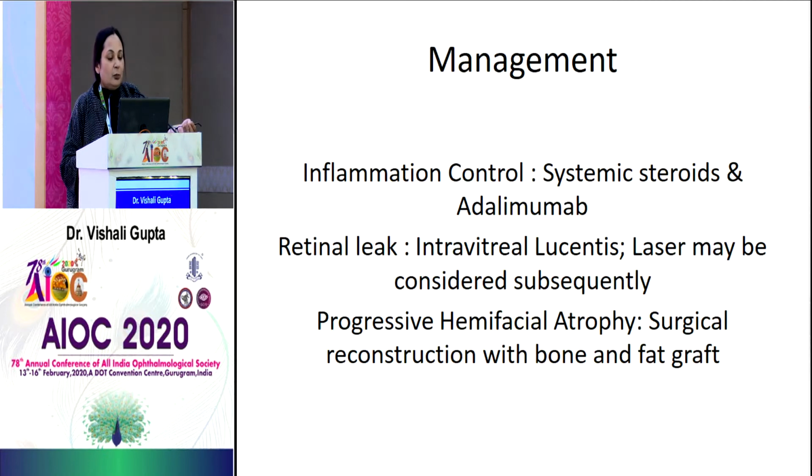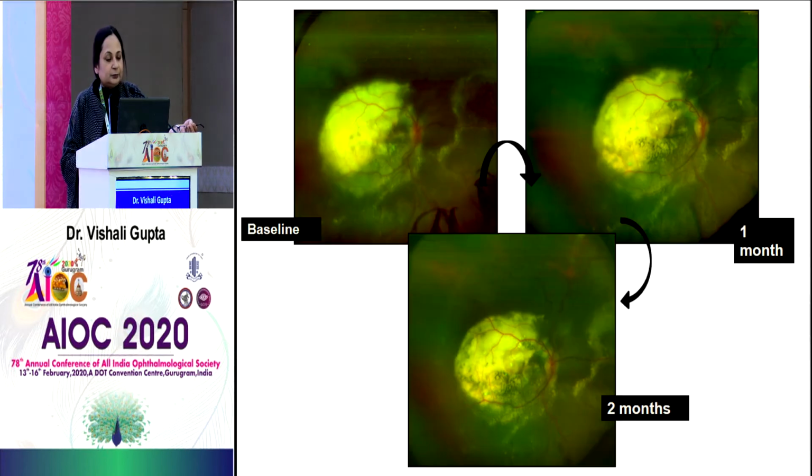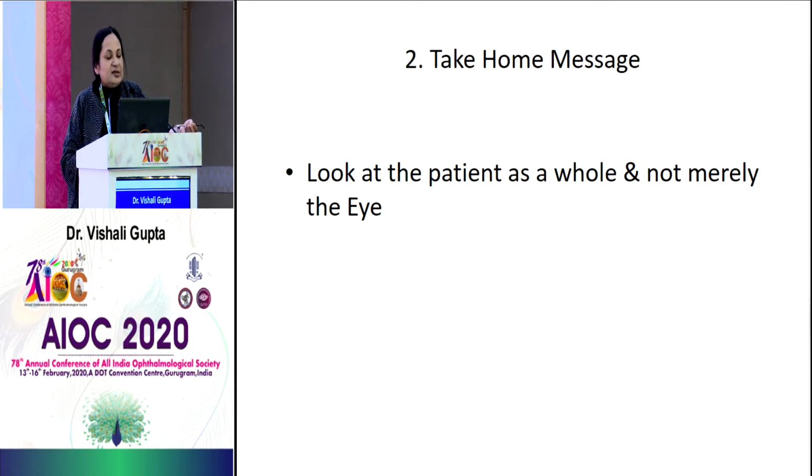But the moral of the story is the management changes. Instead of just managing your uveitis, doing lasers, or whatever you would like to do, here your aim also becomes to prevent the progression of the disease. So the patient is shifted onto biologics and of course planned for surgical management with bone and fat graft. So the take-home message is, please look at the patient as a whole and not only at the eye.